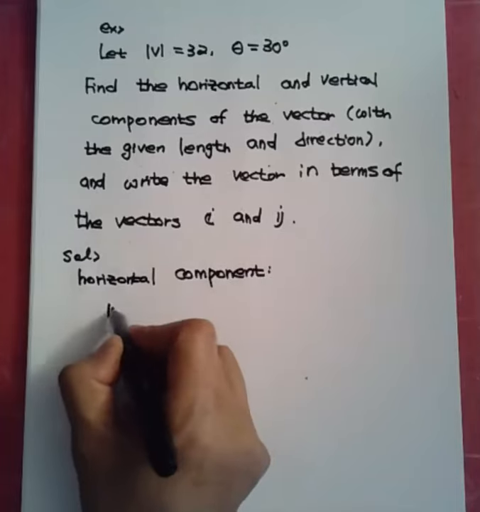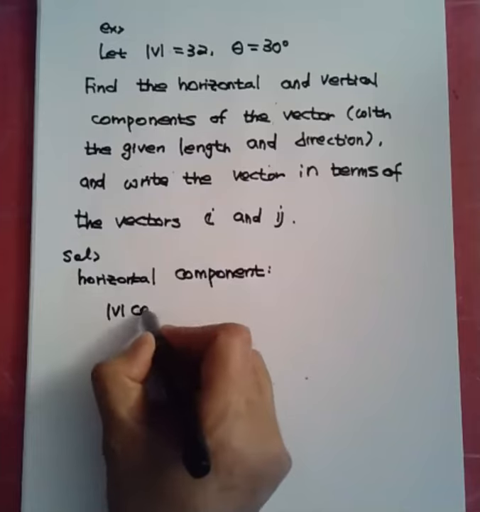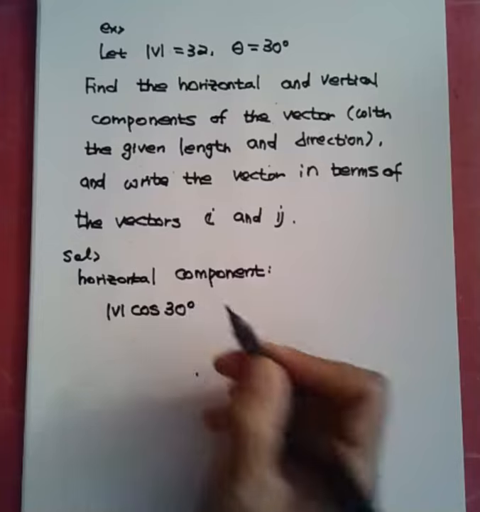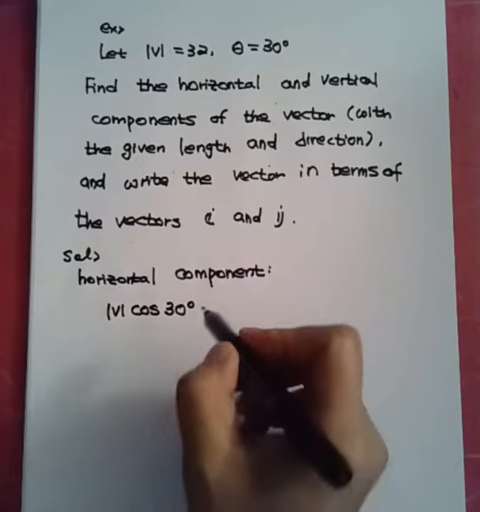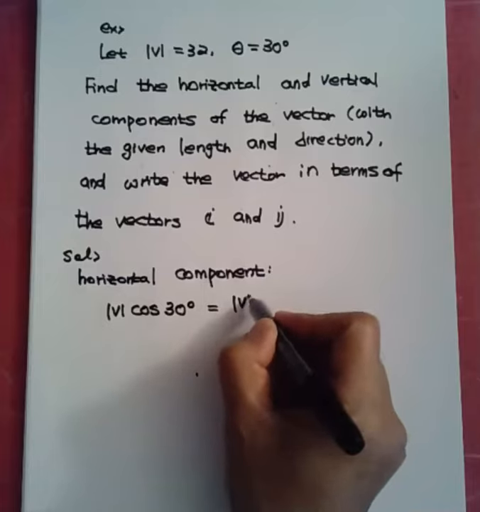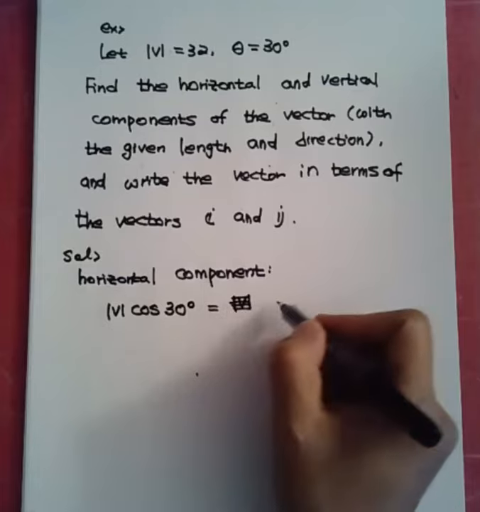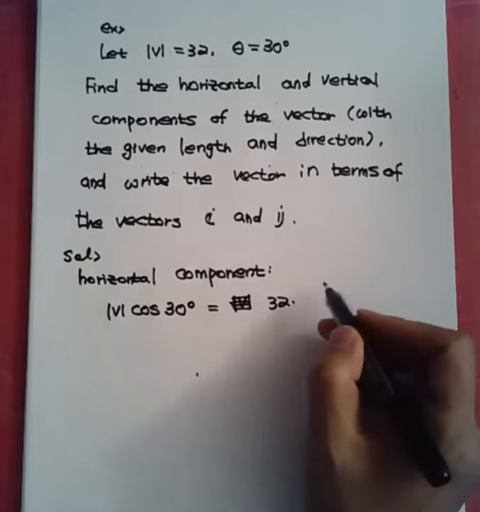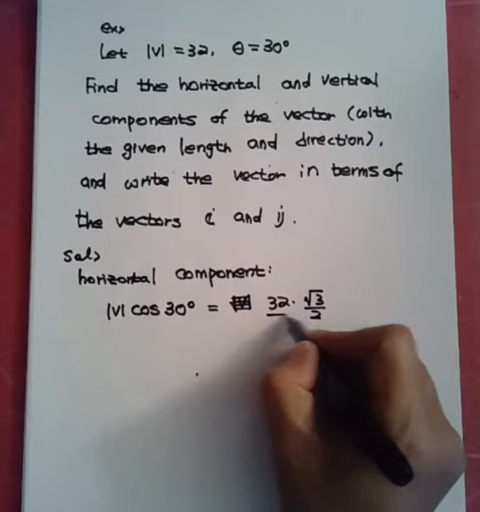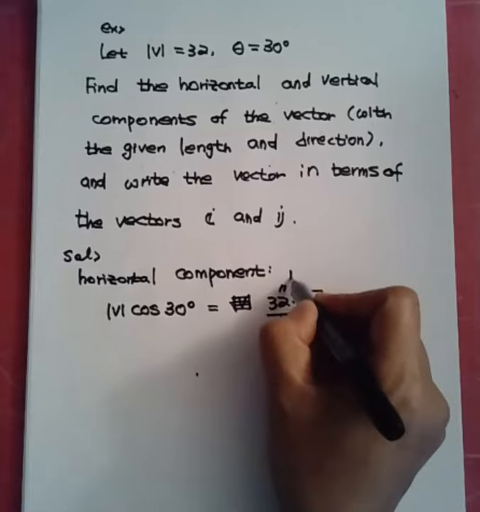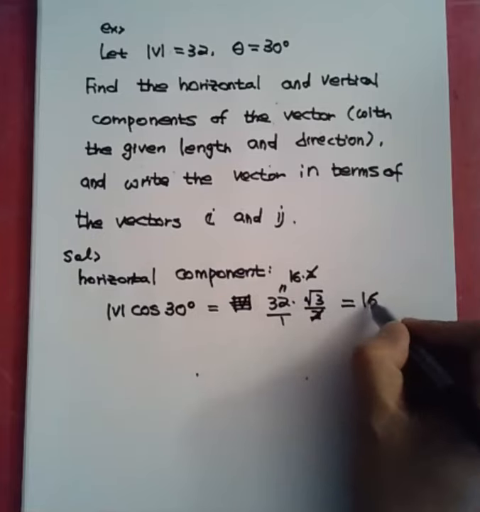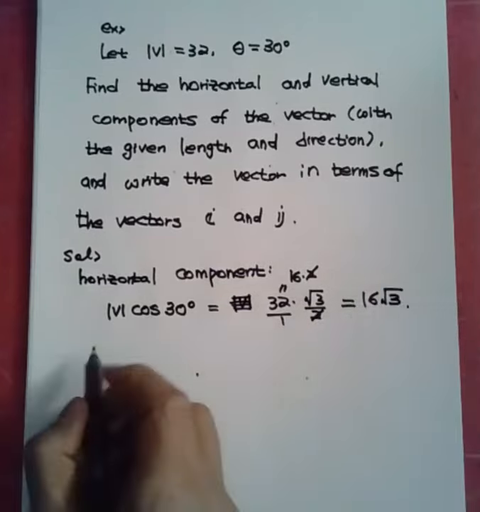Horizontal component was the magnitude of the vector times cosine of the direction of the vector. That is, v was 32, and cosine of 30 degrees is square root of 3 over 2. So we get 16 square root of 3.